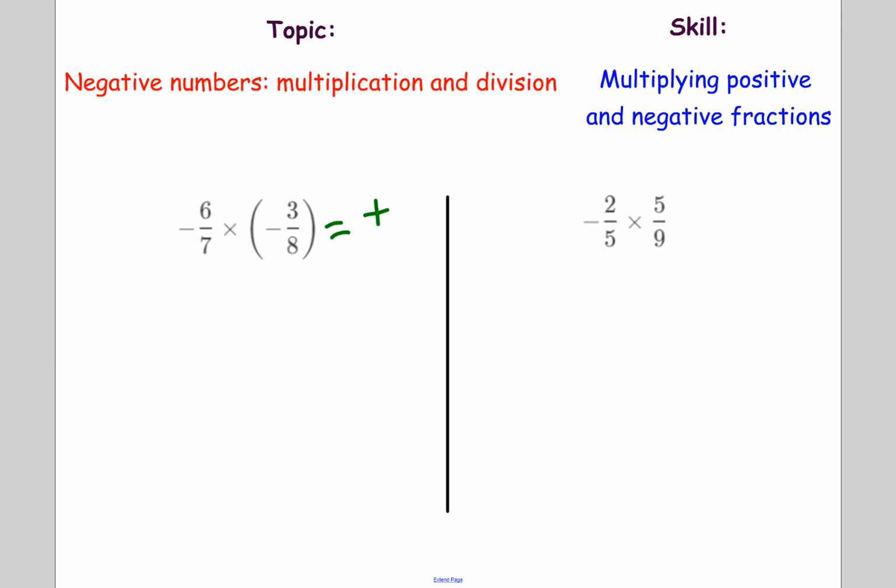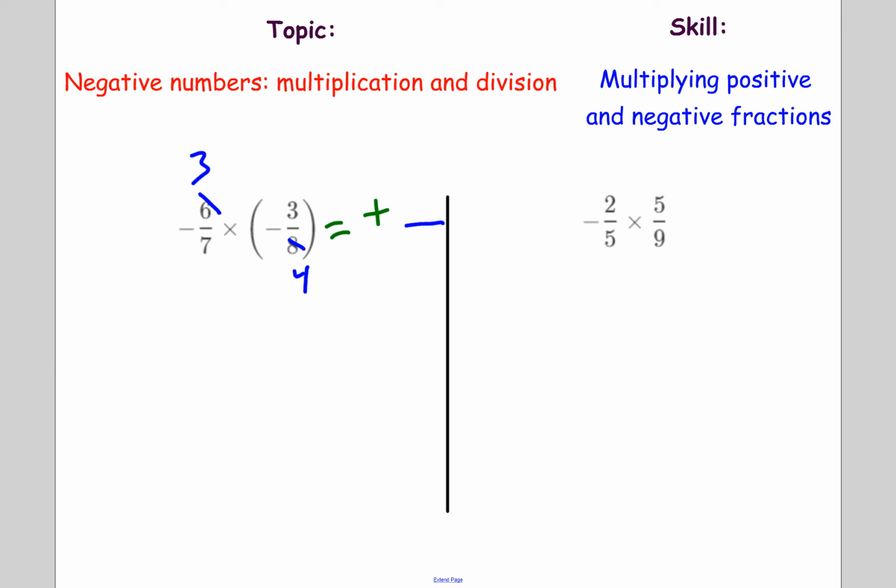All right, so negative 6/7 times negative 3/8 makes a positive answer. Now, before I multiply, go to blue here, I want to see, can I simplify anything here? And I can absolutely simplify the 6 and the 8. What number goes into both 6 and 8? It is 2. 2 goes into 6 3 times. 2 goes into 8 4 times.